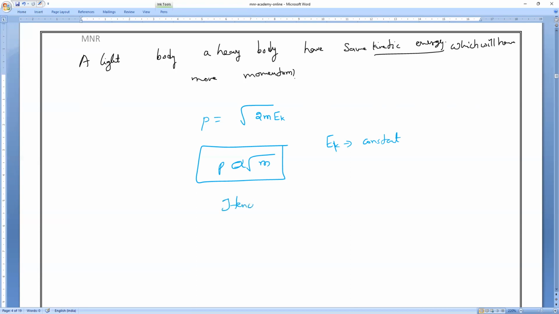Hence, the heavier body has greater momentum than the lighter body. Understand, everybody? Okay, guys, clear? Yes, please.